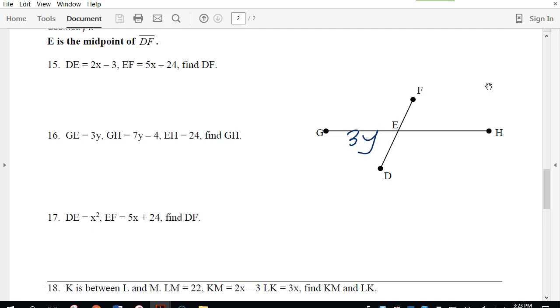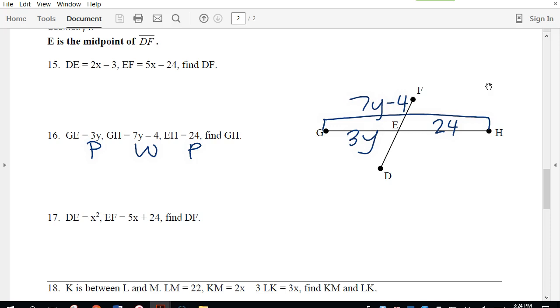GE is 3y. GH, we need to label correctly or else we're going to be setting the wrong things equal, is 7y minus 4, and EH is 24. So once again, they did not give it to us in the order of part, and then whole. They gave us the part, then they gave us the whole thing, and then they gave us a part. So we need to be careful about what order they give it to us in. But this is a segment addition problem. This is not a midpoint problem because no one said that E was the midpoint of segment GH.